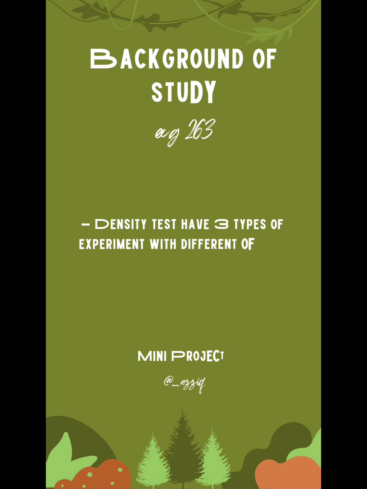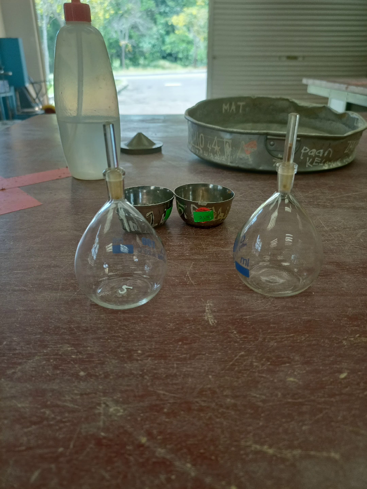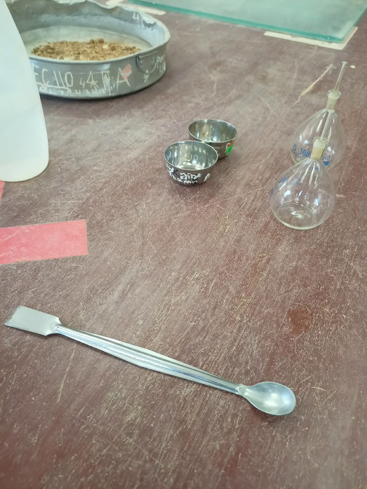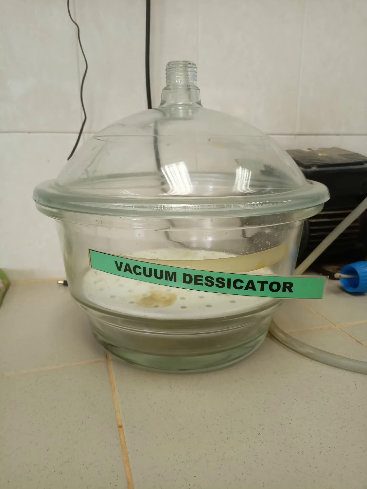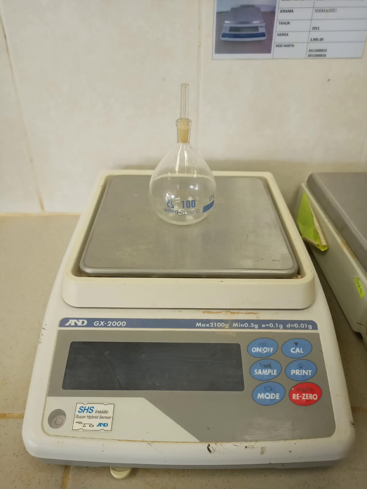So this is the background of the study for the mini project. The first experiment is the moisture content and particle density test to determine the specific gravity of soil using a density bottle. The apparatus used in this experiment are a density bottle, wash bottle, stopper, distilled water, alcohol, ether, balance, vacuum sets, and a constant temperature water bath.